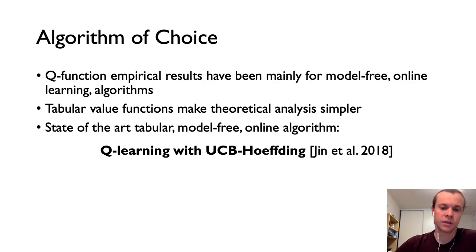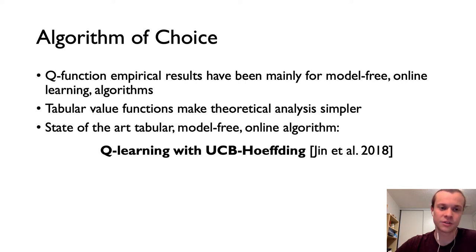Next, we'll discuss the main results of our work. We'll begin by describing the algorithm we chose. What we mean by algorithm is, if you recall, in the three-step process for Q function reuse, there was an algorithm X which we used for Q function evaluation. The algorithm we chose is Q-learning with upper confidence bound Hoeffding for this step.